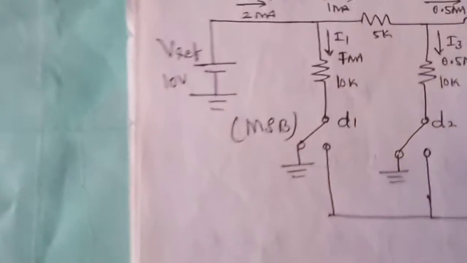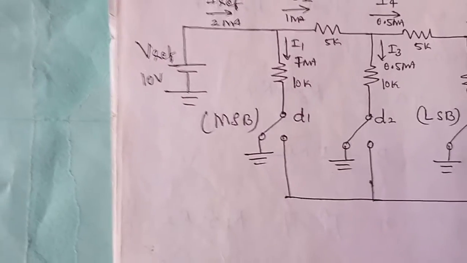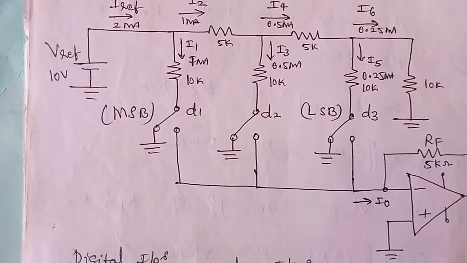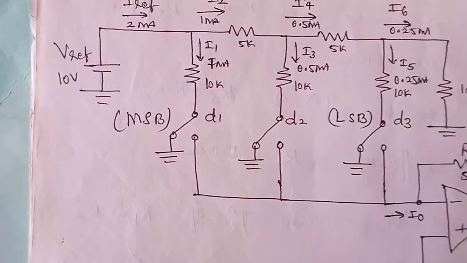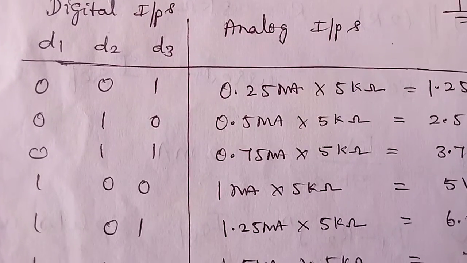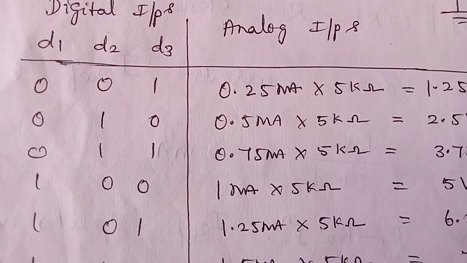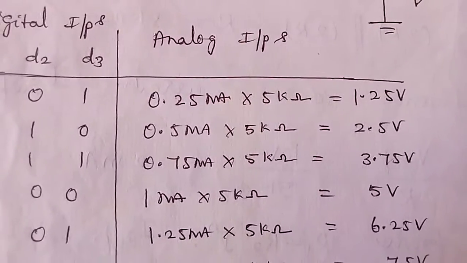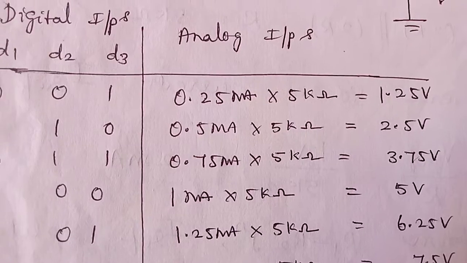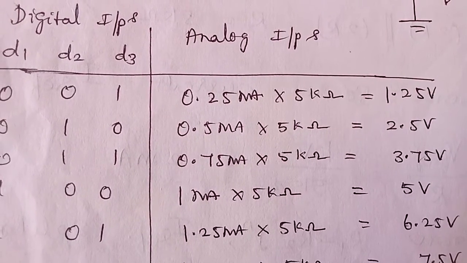Coming to the circuit, what is D3? D3 has 0.25 milliamps, and we can check it here in the truth table. So 0.25 milliamps into 5 kilo ohms of resistance will give you 1.25 volts. So if the digital input is 1, what about the analog value? It will be 1.25 volts.